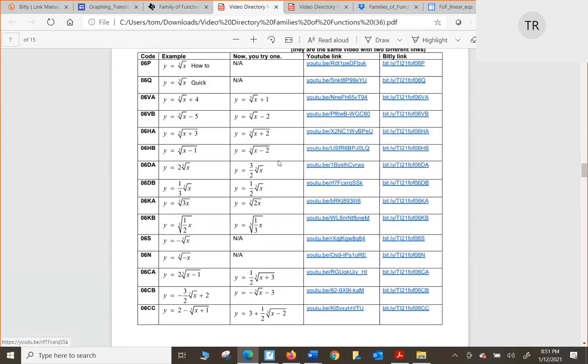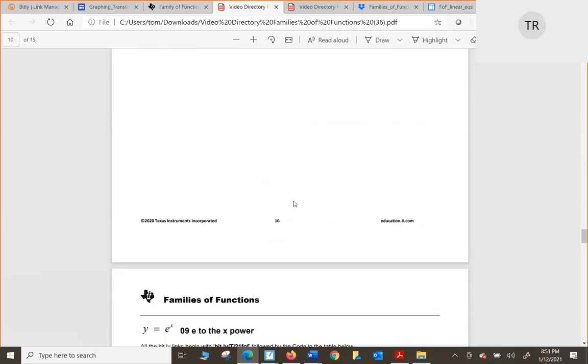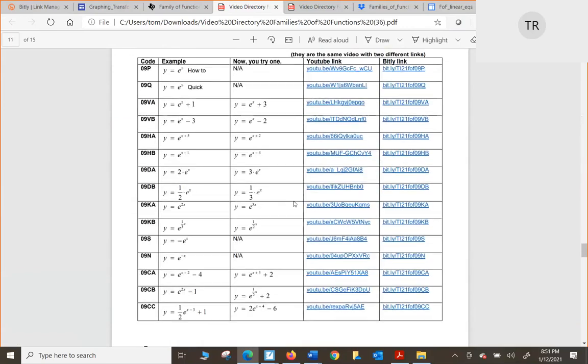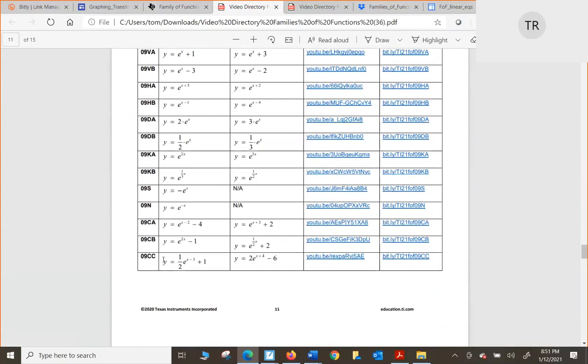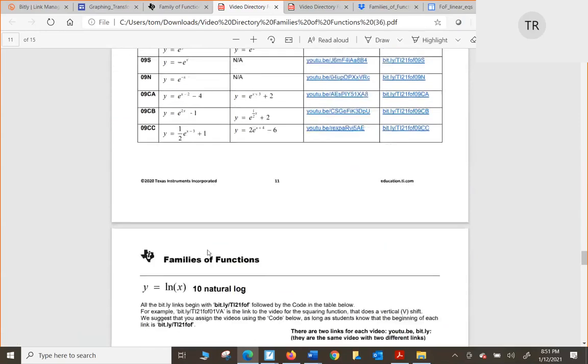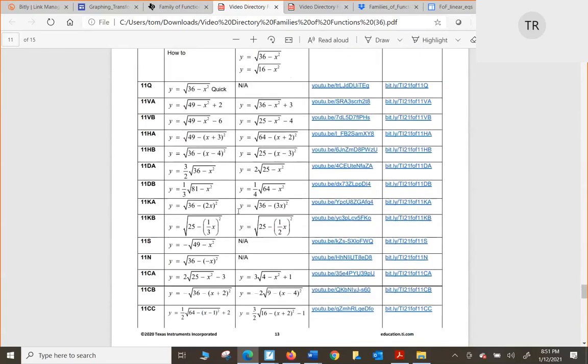Again, notice it's there. Let me get down to the here. So here's e to the x, not a real popular one. But notice here I have CA, CB, CC. So you can see how they get a little bit more complicated as you go down. Okay, so this will help you when you want to make your assignments of which ones they have to do. Okay, natural log, semicircle. That's not a real popular one, but it was for me. I always like the semicircle ones.